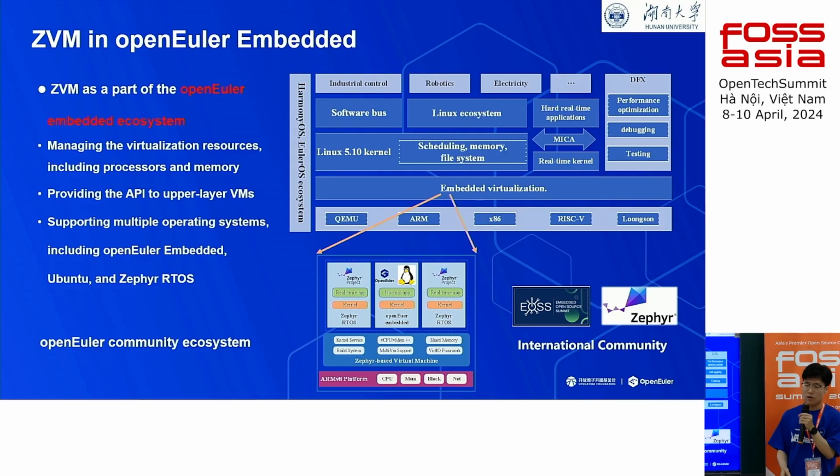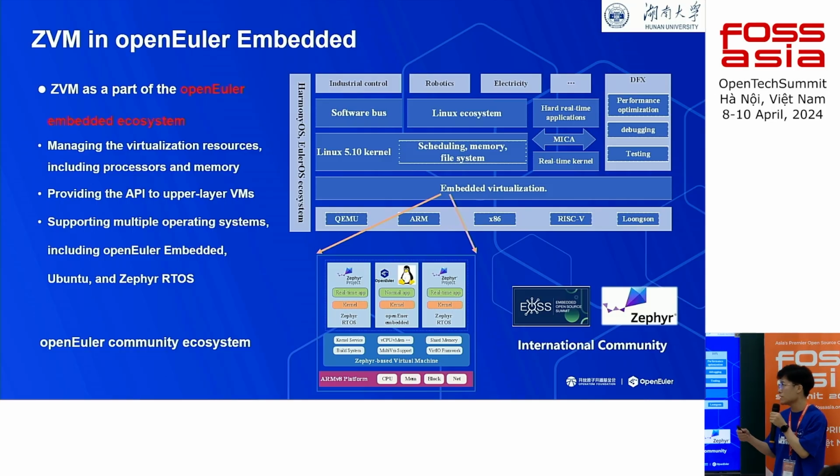And then we talk about the ZVM in openEuler embedded. You can see in this picture that openEuler embedded will need embedded virtualization to boot several OSes. And ZVM will be a part of the openEuler embedded ecosystem to provide some virtualization capability to run multiple OSes.